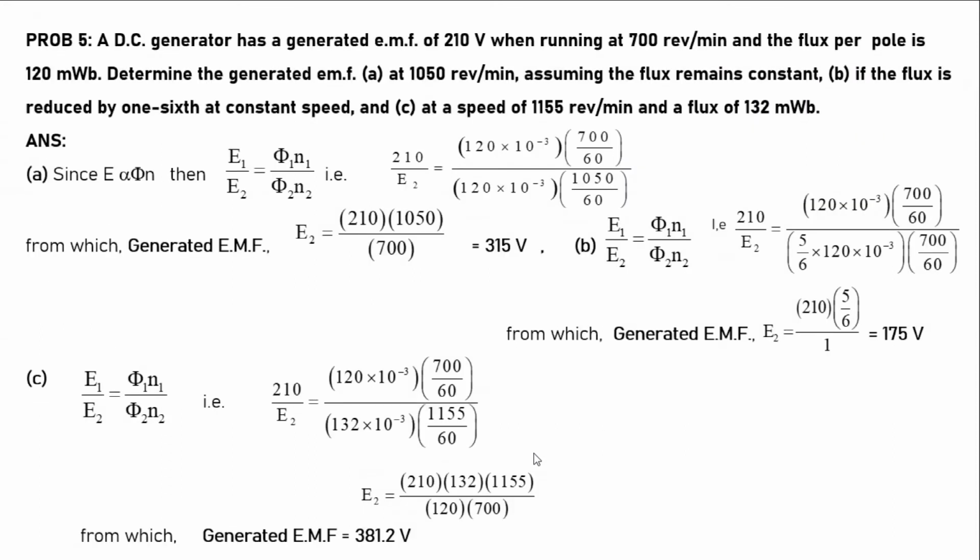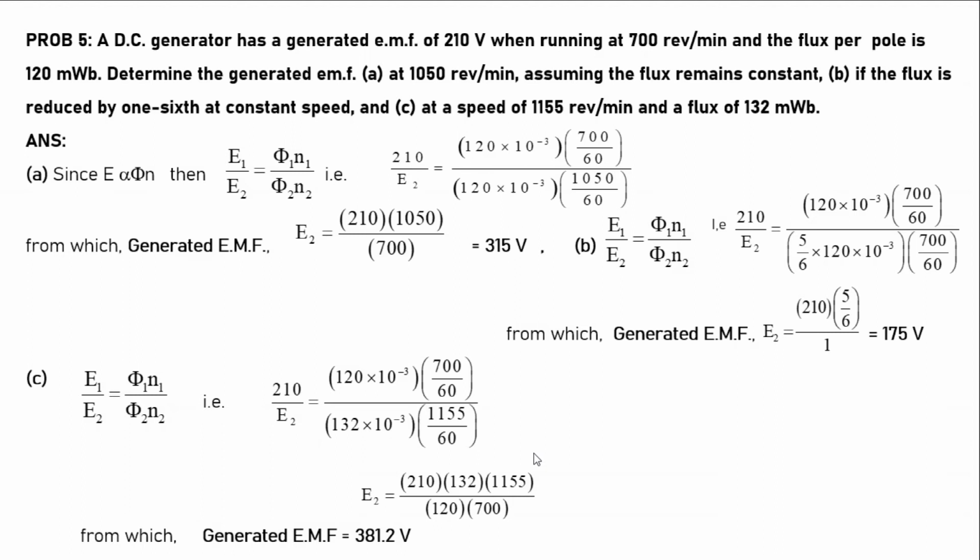Problem number 5. A DC generator has a generated EMF of 210 volts when running at 700 revolutions per minute and the flux per pole is 120 milliweber. Determine the generated EMF at 1050 RPM, assuming the flux remains constant. B. If the flux is reduced by 1/6 at constant speed, we need to find out the generated EMF.